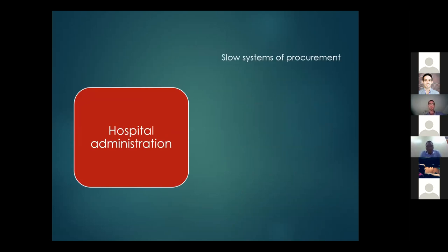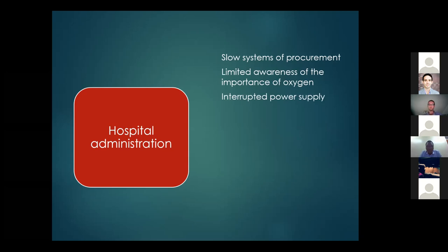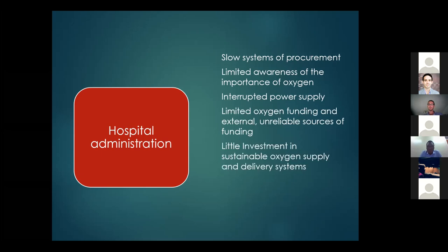And looking at the hospital administration, what we've seen is that the procurement systems are very slow. So some health facilities require so many signatories to actually allow oxygen to be paid for or to be purchased, which reduces the speed at which oxygen can be acquired. And also there's limited awareness of how important oxygen is. So when you ask health system administrators what is important in treatment, rarely do they mention oxygen as an important treatment they have. And some hospitals have interrupted power supply. I think in this power report, they showed that only 86 health facilities have a continuous power supply, and limited oxygen funding as well, both internal and external, and unreliable oxygen sources.